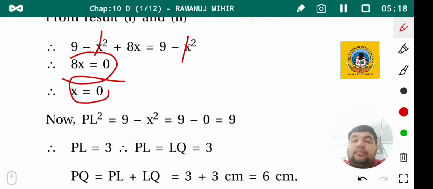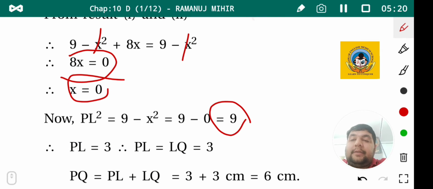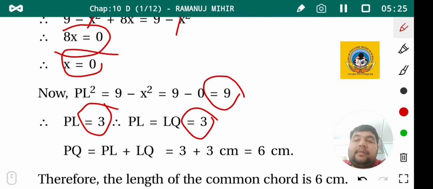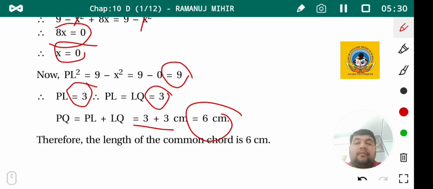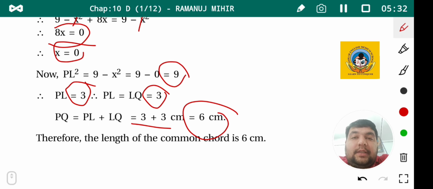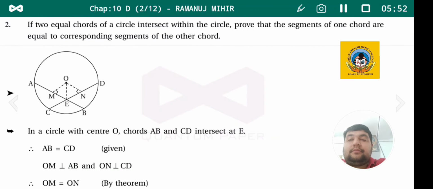So PL square is equal to 9. So PL will be 3. So LQ will be 3. So 3 plus 3 will be 6. Therefore, the length of the common chord is 6 centimeters, because it will bisect it. The length will be double that value. Is it clear to everyone? So now taking the next sum.